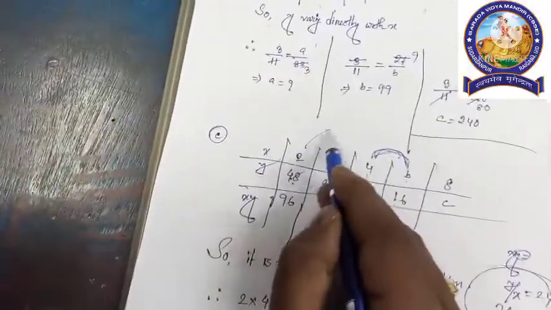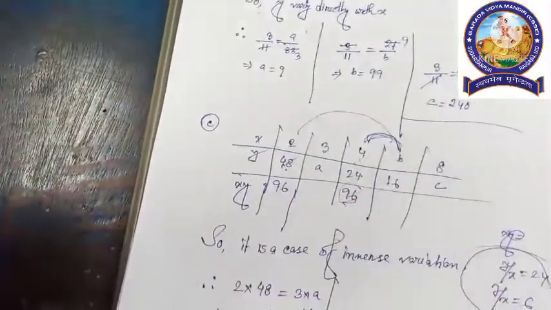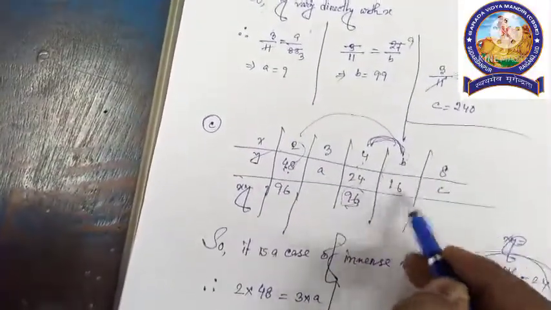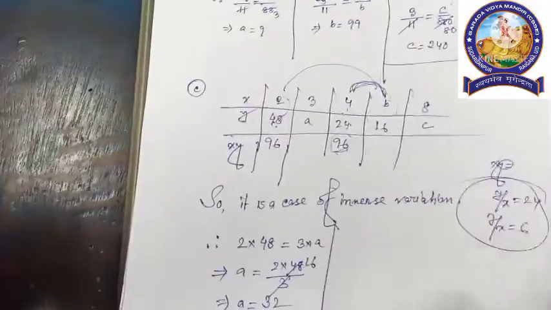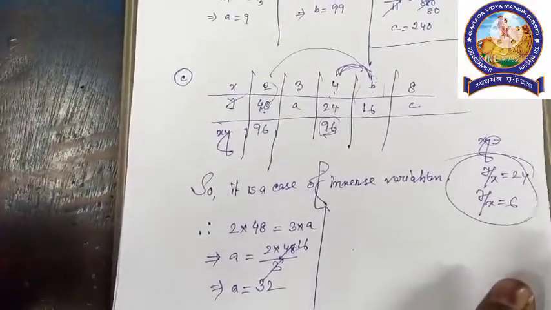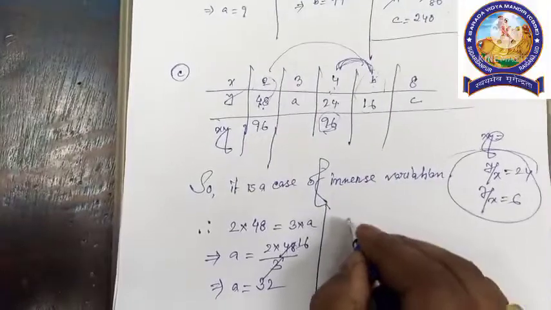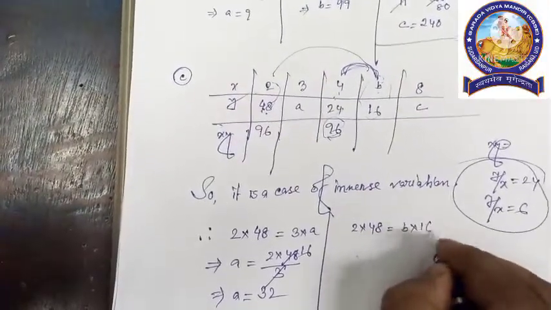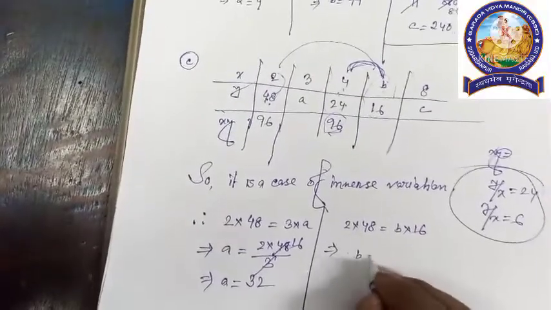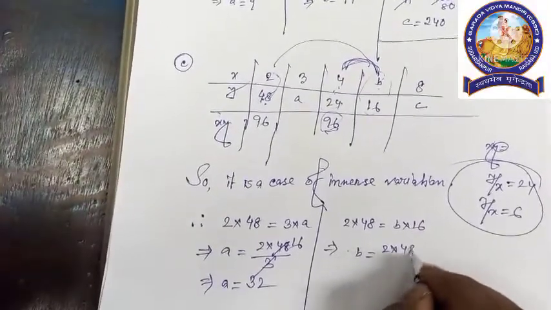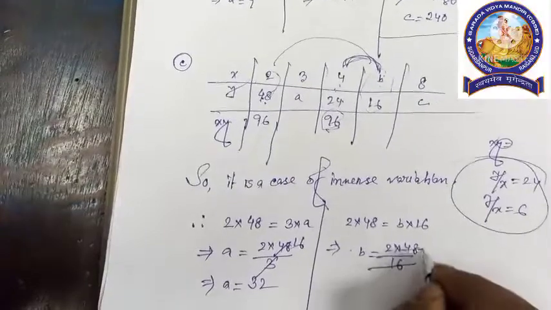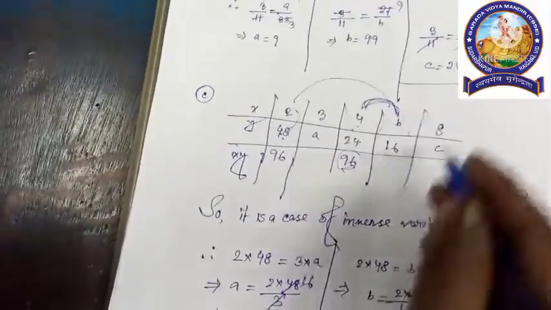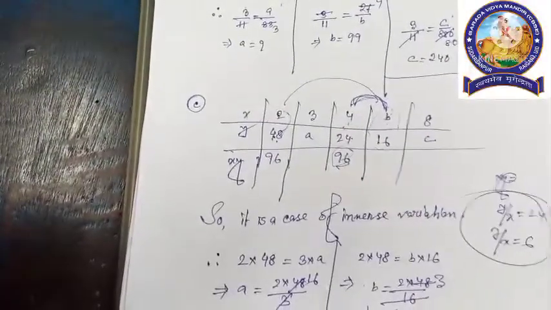If you take this corresponding product of x and y, and this corresponding product of x and y, equal, then also your answer will be the same. So 2 into 48 equals b into 16, which implies b equals 2 into 48 by 16. So 16 threes are 48, and the value of b is 6. Okay, similarly you can find the value of c also.